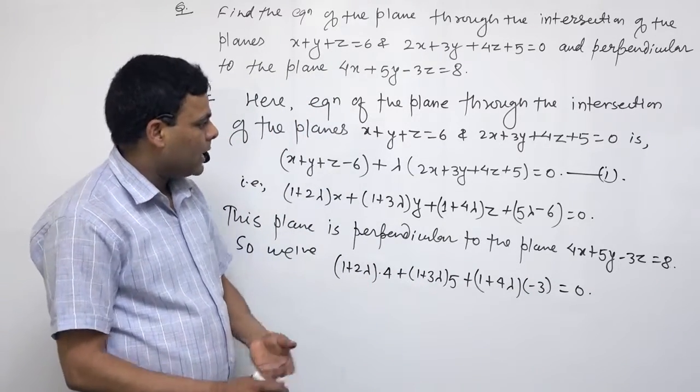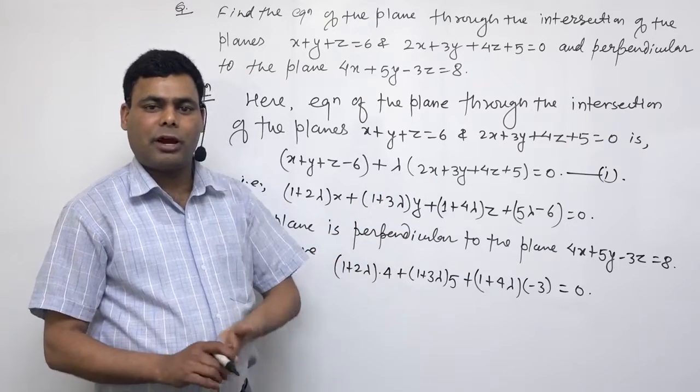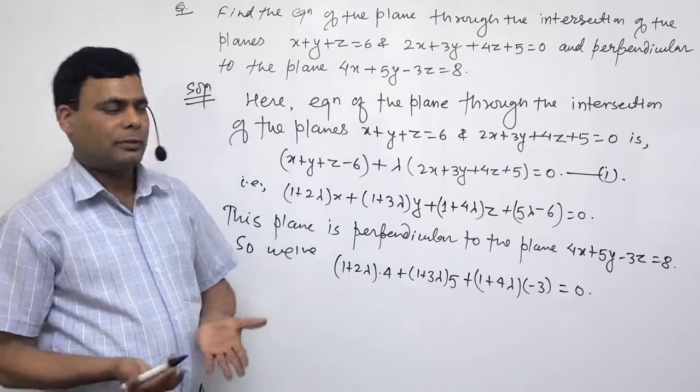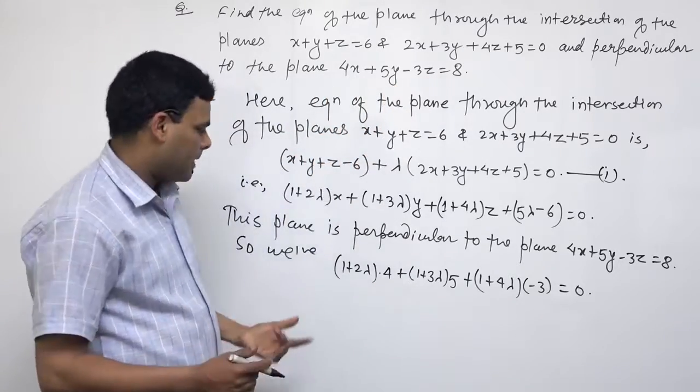Now let us simplify this to find the value of lambda, and when we substitute that value of lambda in equation 1, we get the required equation of the plane which passes through the point of intersection of the two given planes and is perpendicular to the given plane.